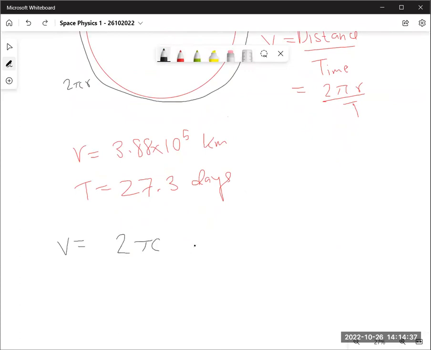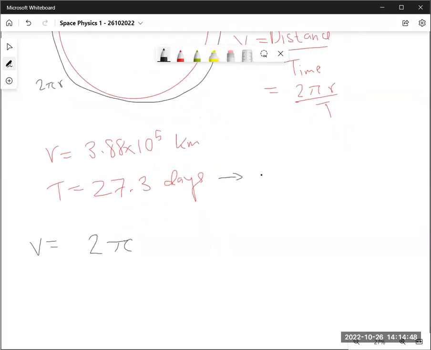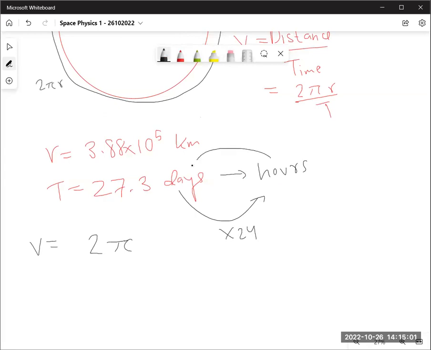Now can someone tell me if there's a problem here? We need to convert days into hours. Let's say km per hour. How do I convert this? If I'm going from bigger to smaller, I will always multiply, by 24. And if I'm going from smaller to bigger, divide by 24. Therefore, this will be how many hours? It will be 27.3 multiplied by 24. Tell me the answer.